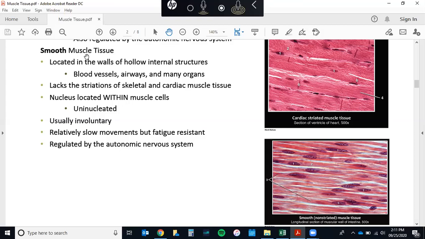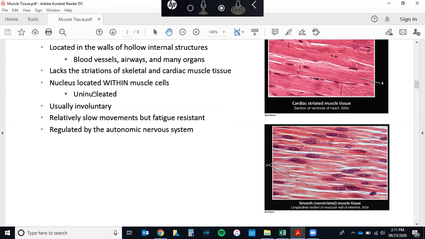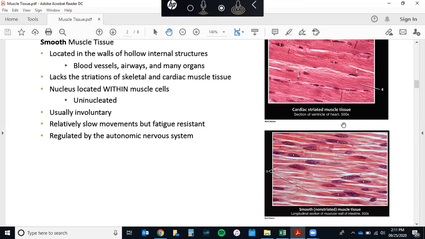Smooth muscle, as I said, is going to lack the striations that we see in skeletal and cardiac muscle. It's uninucleated like cardiac muscle is. We're zoomed in about the same, I guess 500, but the nucleus just looks a lot bigger in smooth muscle than it does in cardiac muscle. I don't know if that's an actual thing or just an optical illusion, but if you were to label these on the exam, the big nucleus in the cells of smooth muscle would be an easy thing to look for.